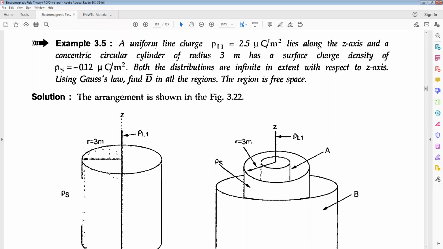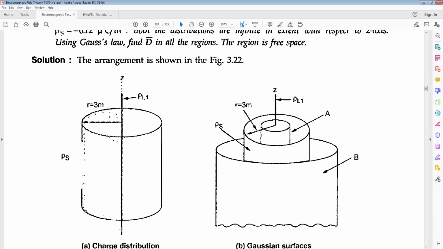Okay, let us take a uniform line charge of 2.5 microcoulomb per meter lying along the z-axis, and a concentric circular cylinder of radius 3 meters with a surface charge density rho S, which is minus 0.12 microcoulomb per meter square. Both the distributions are infinite in extent with respect to the z-axis. Using Gauss law, find D bar in all the regions. The region is free space.